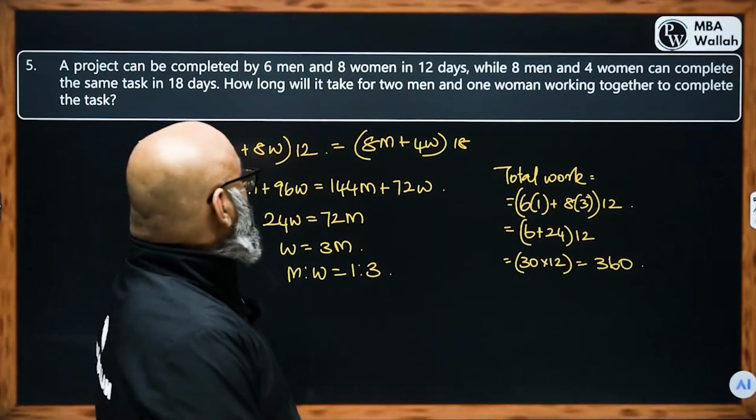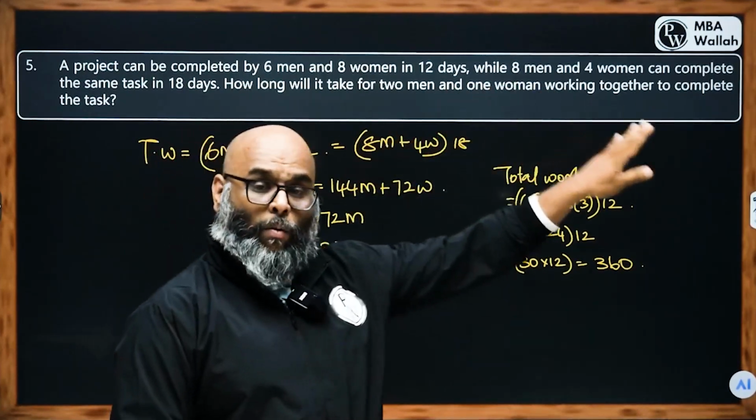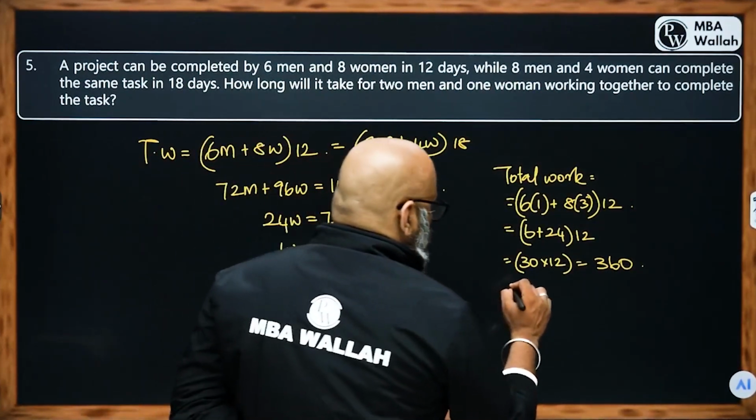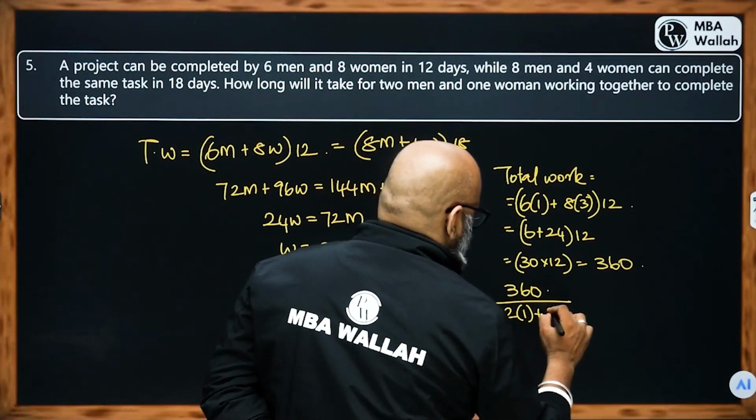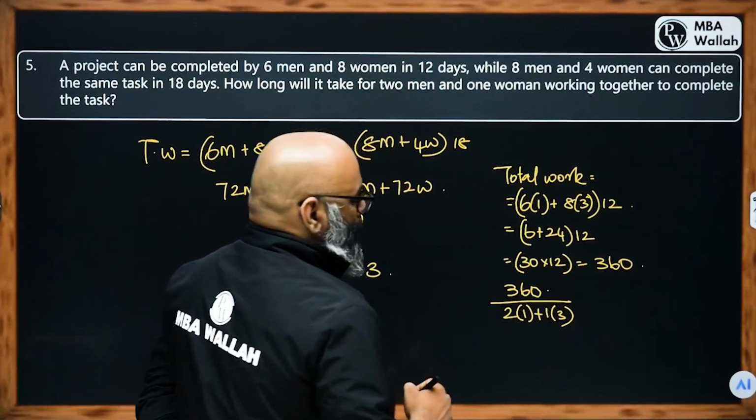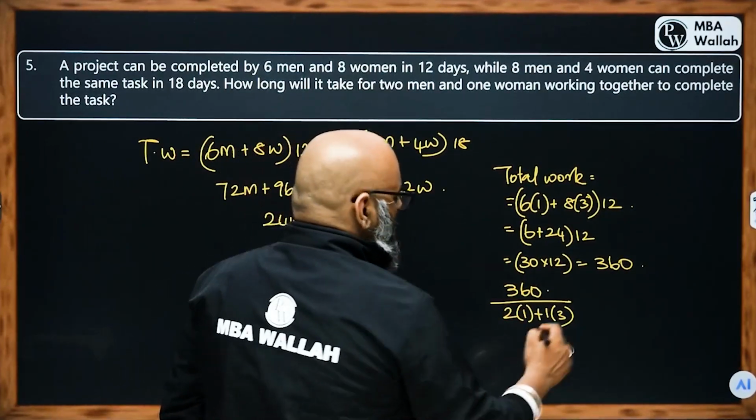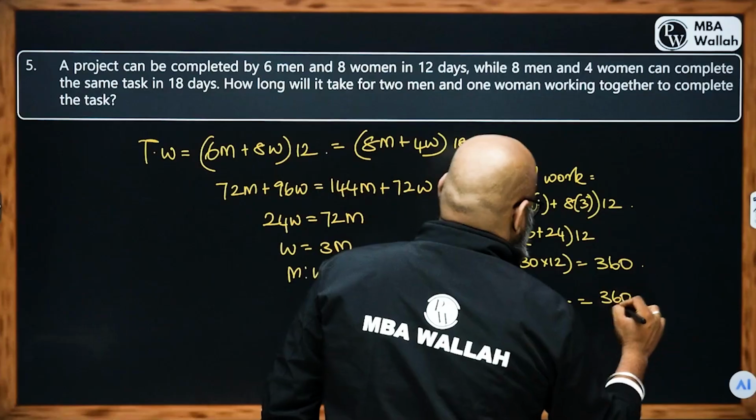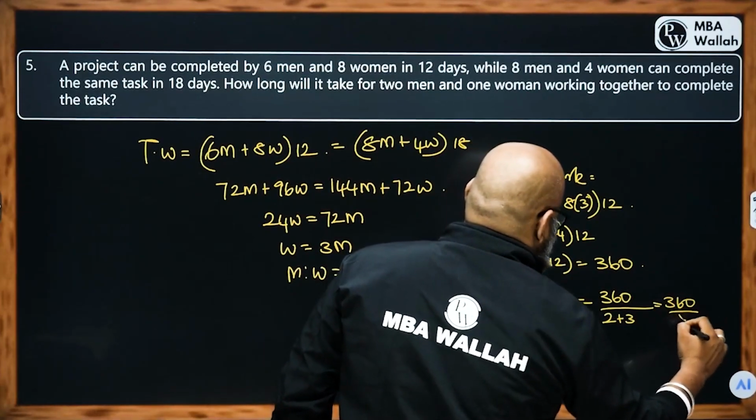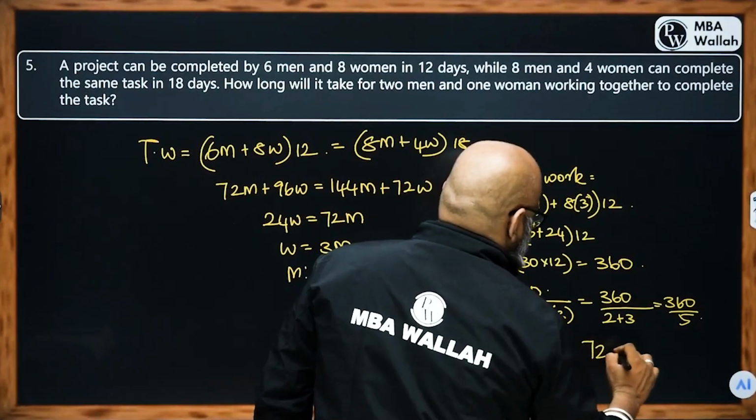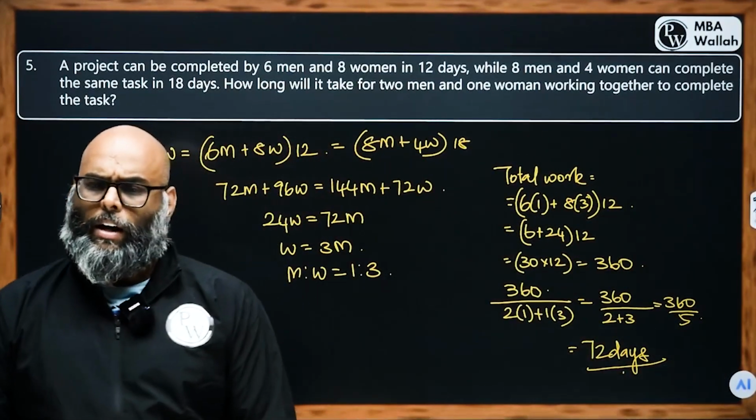Now the question is, this 360 units is going to be completed by 2 men and 1 woman. So 360 divided by 2 into 1 plus 1 into 3. Because a man can do only 1 unit, a woman can do 3 units. So you look for this. This is 360 divided by 2 plus 3. 360 by 5. That would give us 72 days. That will be our answer.